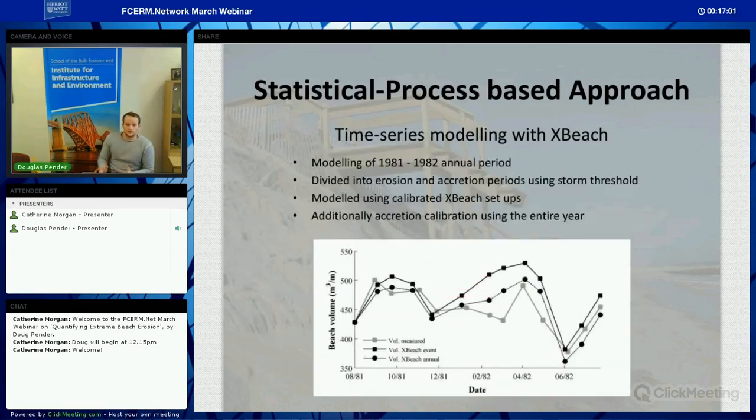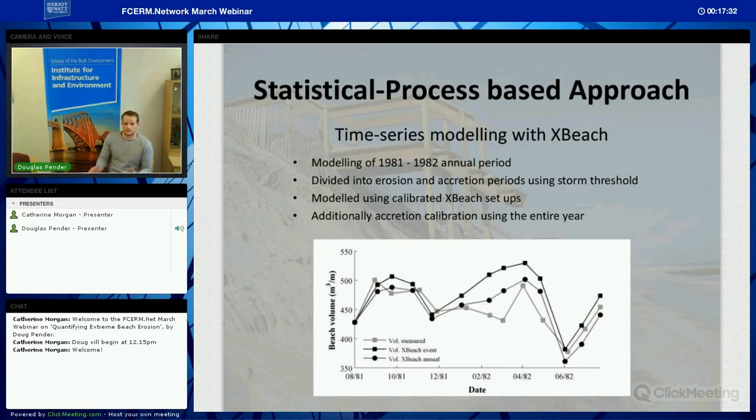So once you have these two different setups, you can run them together and do some time series modeling with XBeach. So we saw how well it worked for a period in 1981 and 1982. So this is a full year. That full year was divided into erosion and accretion periods. This is using the storm threshold. So then using the calibrated setups we discussed earlier, these periods were modeled in sequence, and you can check things like this.